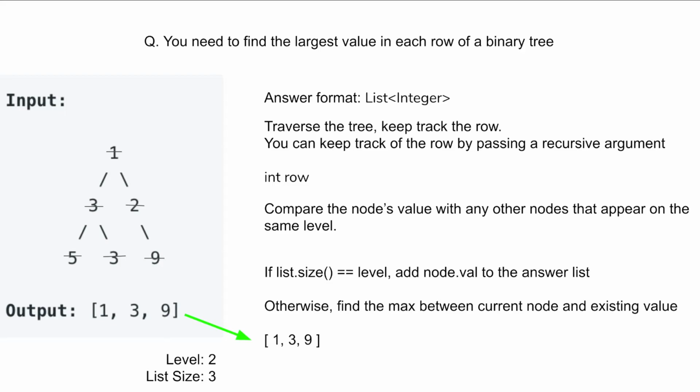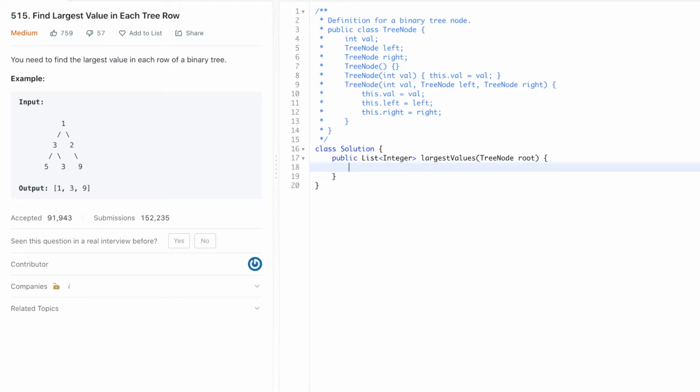So with that, I'm going to go ahead and jump into the actual implementation of this code, and you'll see that it's not quite difficult. So here we are in the code implementation. We know that we need to return a list of integers at the end of the day, right? So I'm going to go ahead and just create a variable right here, and call it largest values. And that's going to be equal to an array list.